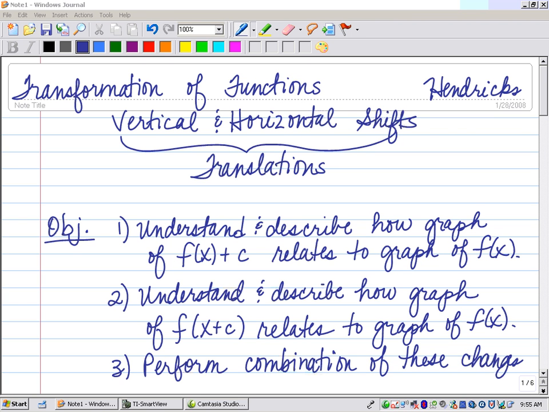Today's topic is transformation of functions. Specifically, we will look at vertical and horizontal shifts, which are also called translations.